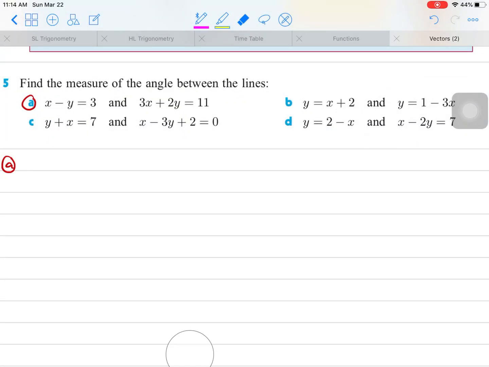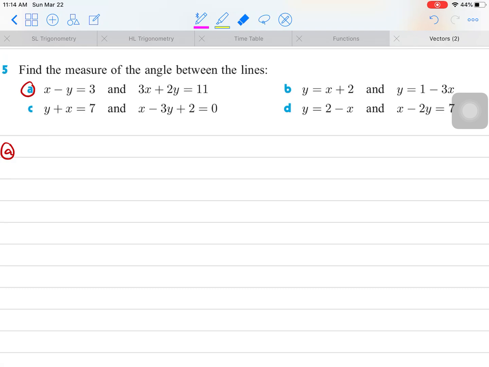Okay, so the question is to find the angle between two lines, and to find the angle between two lines we have a formula: cos theta is equal to the absolute value of b1 dot b2 divided by modulus of b1 into modulus of b2. So I start with the first line.